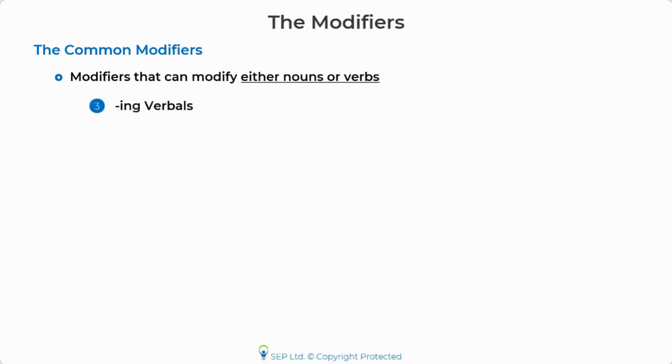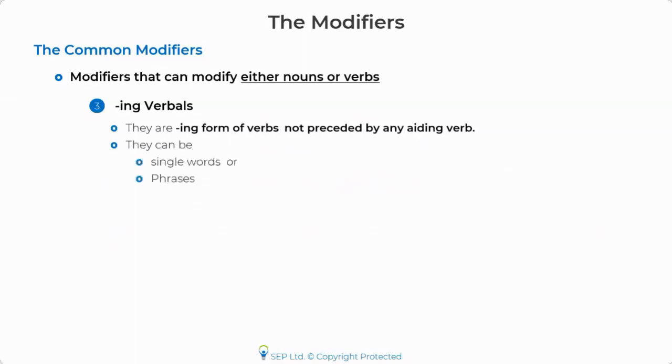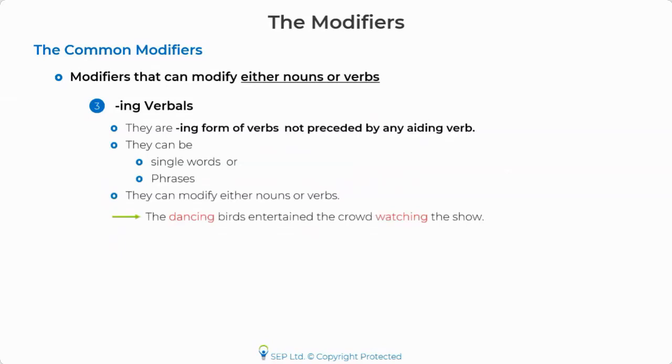The third common modifier is the ing verbals. Look at this sentence. Single words, they can be phrases, they can modify either nouns or verbs. Look at this sentence. The dancing birds entertain the crowd watching the show. So here dancing is telling me what kind of birds. And which crowd? That which was watching the show. So in both the cases, they are modifying nouns and they are placed next to the noun, either before or after it.